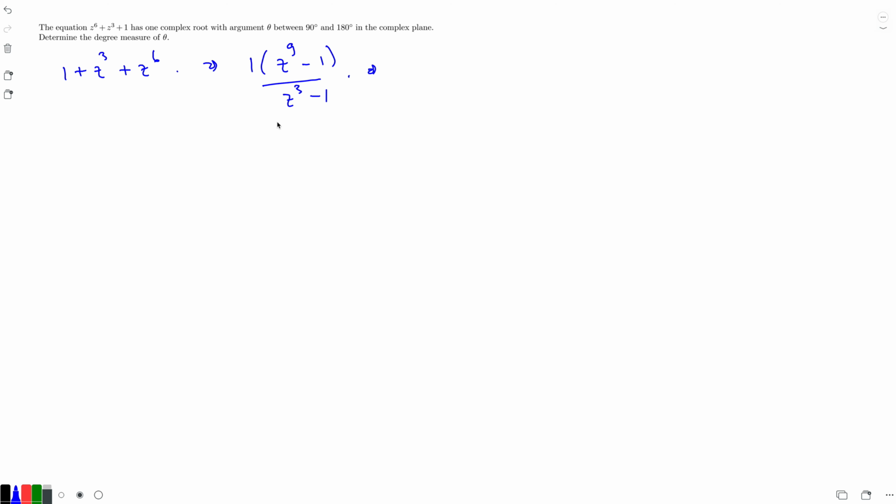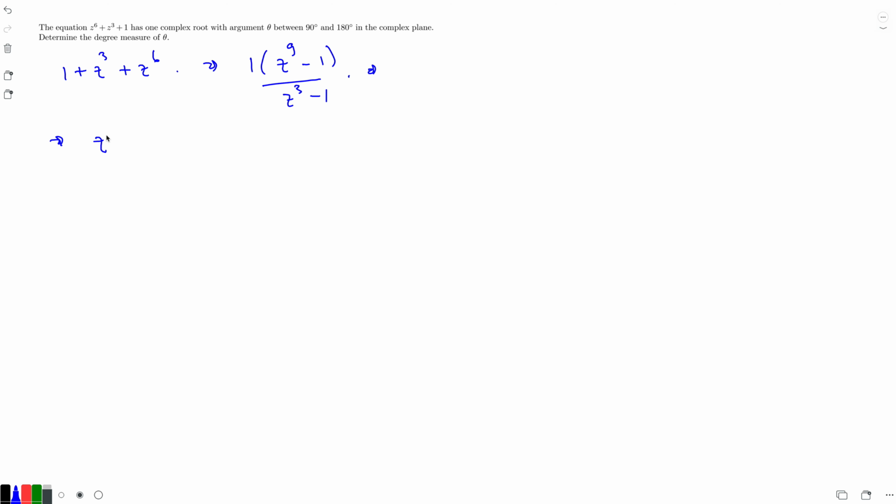We know that the roots of z to the power of 9 minus 1 are simply the ninth roots of unity. And the solutions to z to the power 3 minus 1 are simply the cube roots of unity. So the roots of 1 plus z cubed plus z to the power 6 are just the ninth roots of unity that are not the third roots of unity. Because if it were a third root of unity, then the denominator would be 0, and we can't have that. So let's try to find this.